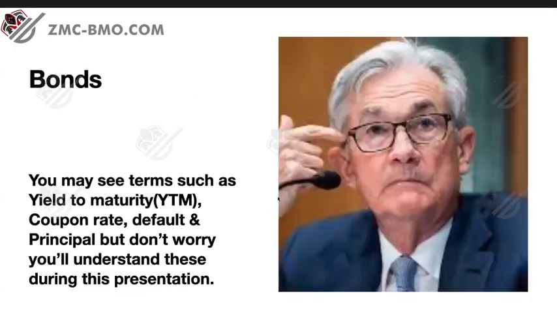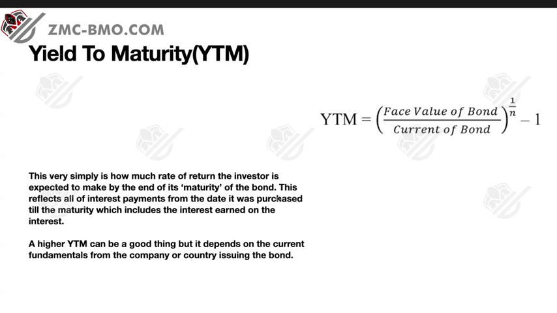So with bonds, you may see some terms such as yield to maturity, coupon rate, default, which I've just spoken about, and principal, but don't worry, you'll understand these during this presentation. So yield to maturity is the rate of return the investor is expected to make by the end of the maturity of the bond. This reflects all the interest payments from the date it was purchased till maturity, which includes the interest earned on the interest.